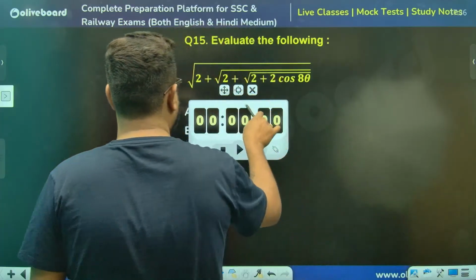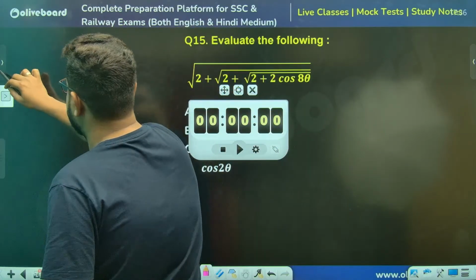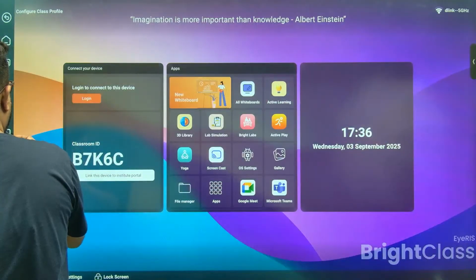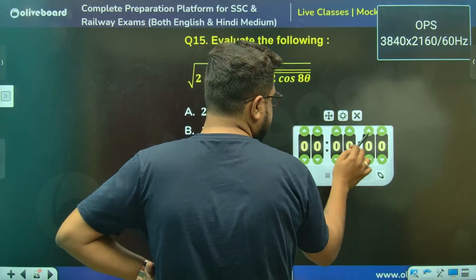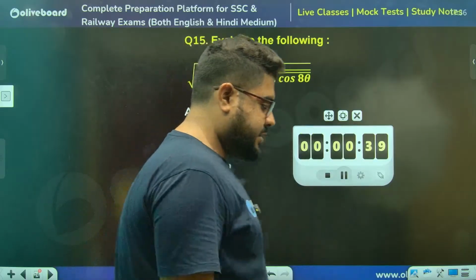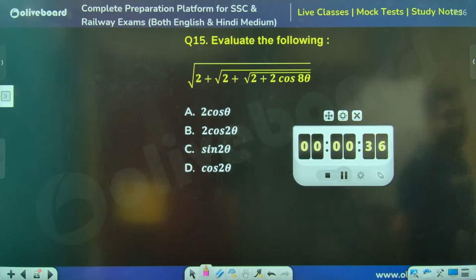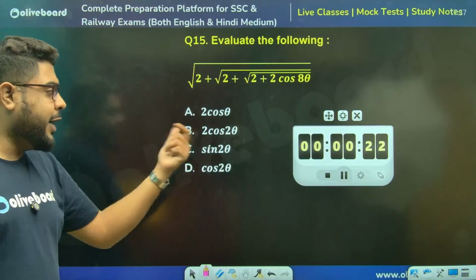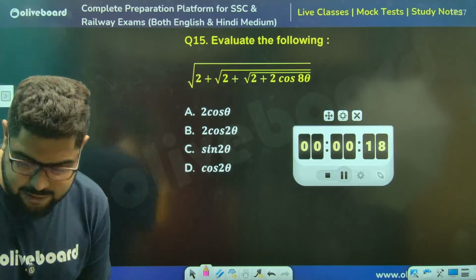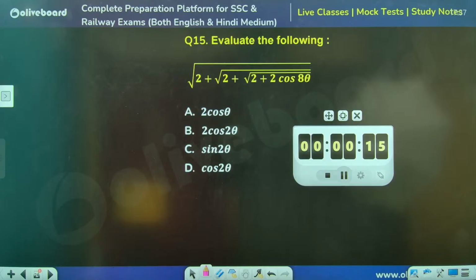Sir, I don't know why it is not working. This timer has some issue in it. Please try to solve this, sir. Trigonometry question, I've given you enough time. Please solve this. Very, very simple question. And also, anyone having any problem regarding this, feel absolutely free to ask me.